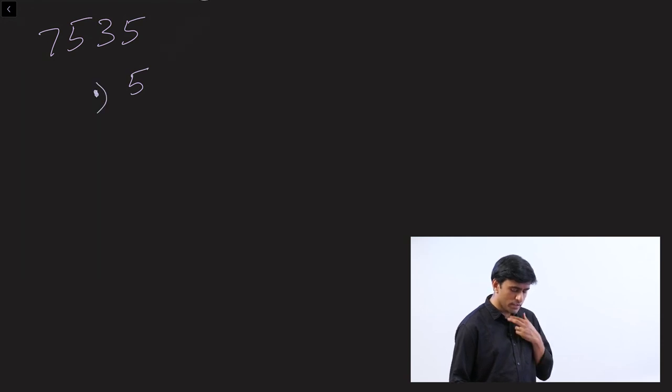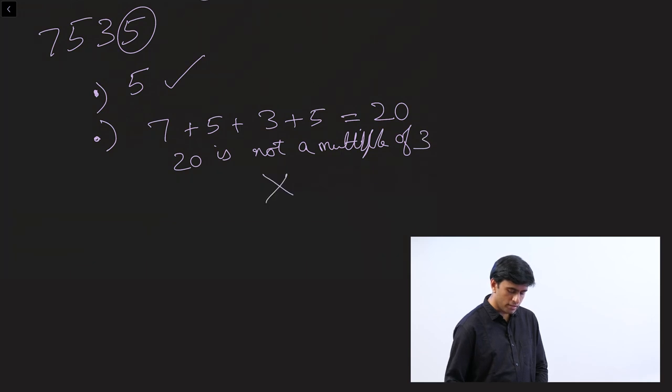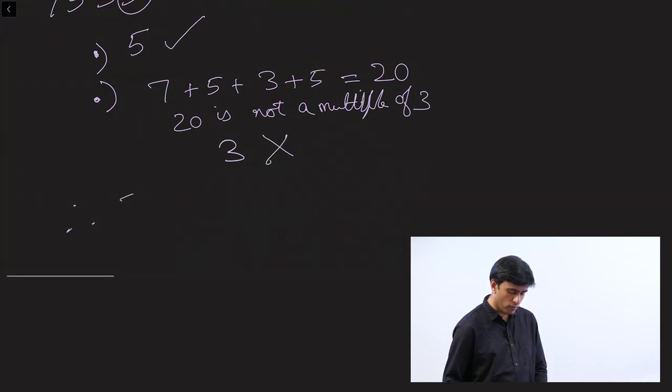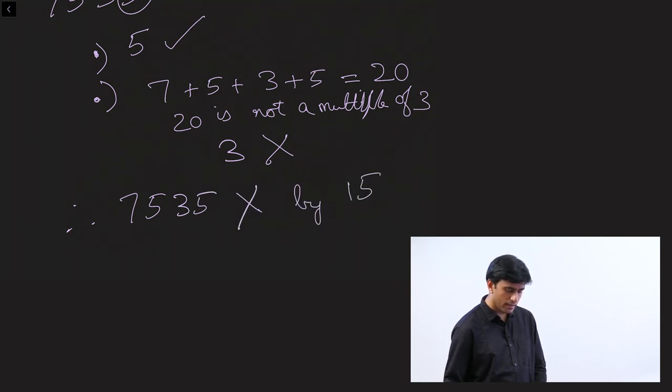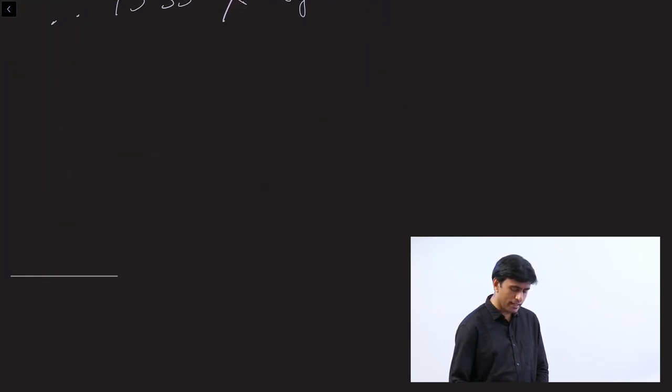So, is this number divisible by 5? Since the last digit is 5, it is divisible by 5. How about 3? Is this number divisible by 3? Let's check. 7 plus 5 plus 3 plus 5 will add up to 20. 20 is not a multiple of 3. So it is not divisible by 3. Therefore 7535 is not divisible by 15. Remember, it needs to be divisible by 5 and 3.